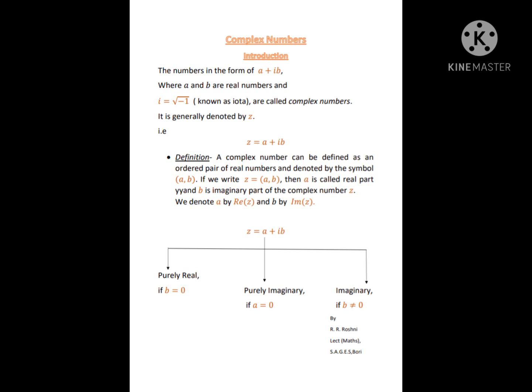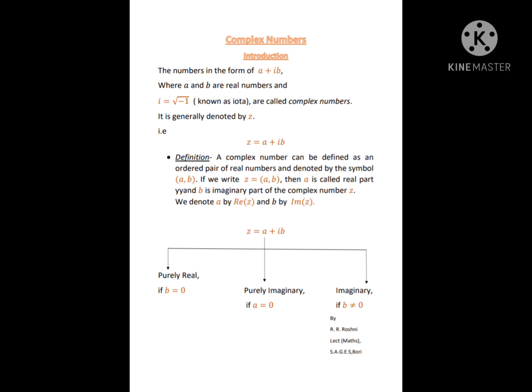A complex number can be defined as an ordered pair of real numbers and denoted by the symbol (a, b). The ordered pair of real numbers means it is in ordered form. That is, the real part is on one side and the imaginary part is on the other side, where a is the real part and b is the imaginary part of the complex number z. We can also write a as the real part of z and b as the imaginary part of z, that is Re z and Im z.